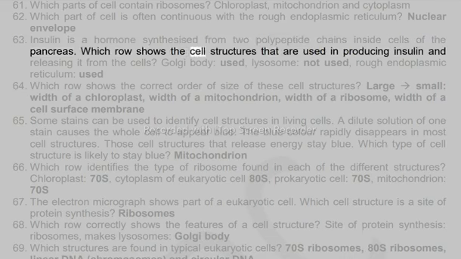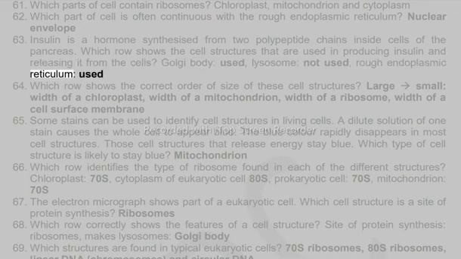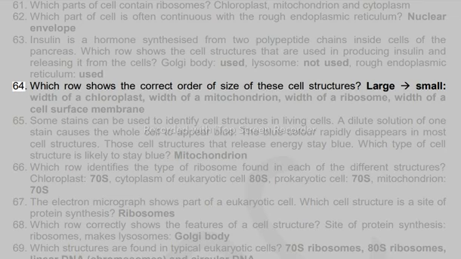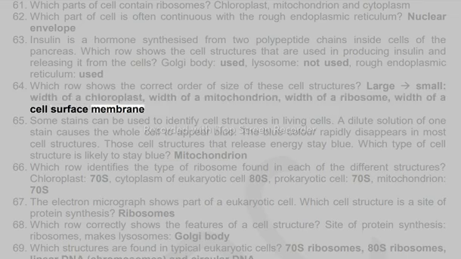Which row shows the cell structures that are used in producing insulin and releasing it from the cells? Golgi body, used; lysosome, not used; rough endoplasmic reticulum, used. 64. Which row shows the correct order of size of these cell structures? Large, small: width of a chloroplast, width of a mitochondrion, width of a ribosome, width of a cell surface membrane.